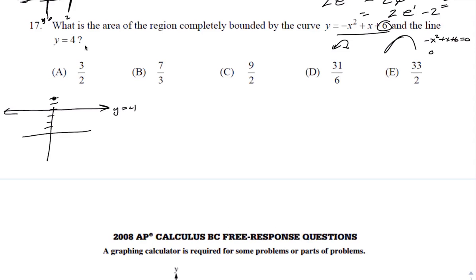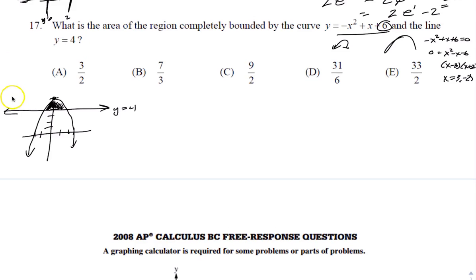Set equal to 0. So I get x squared minus x minus 6. I get x minus 3, x plus 2. So x equals 3 and negative 2. I'm not sure if I actually needed that. So it looks kind of like this. I didn't really need that. I just needed this part right there.